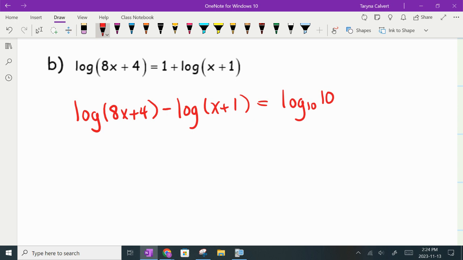So remember, when the number's not written there, it's a base what? 10. So I'm just writing it in here just to clearly show you guys. Not that you have to write the base 10, but just as a reminder.